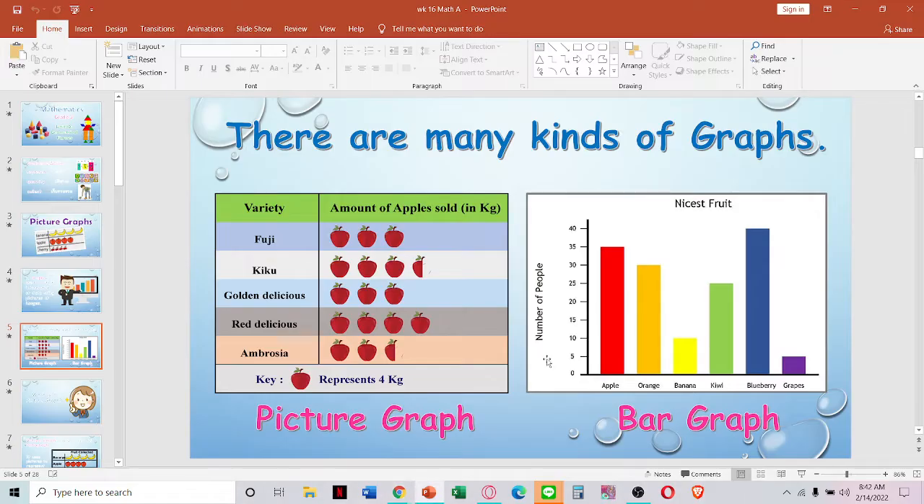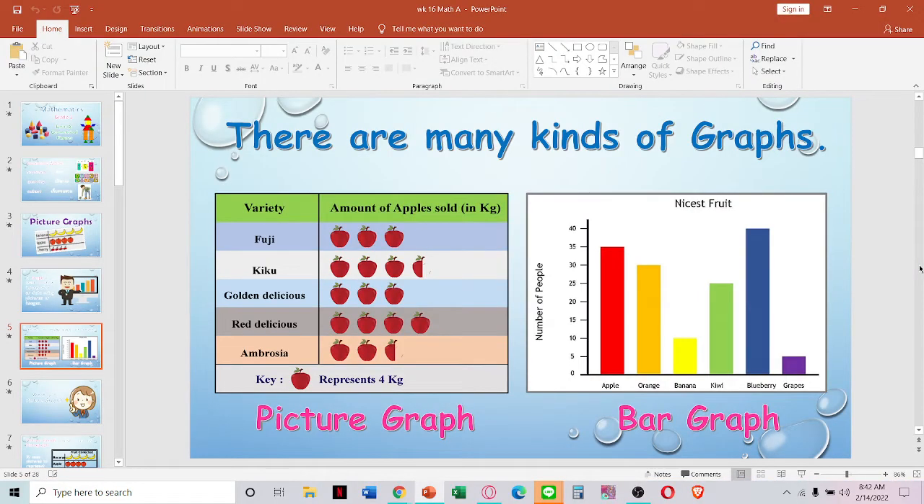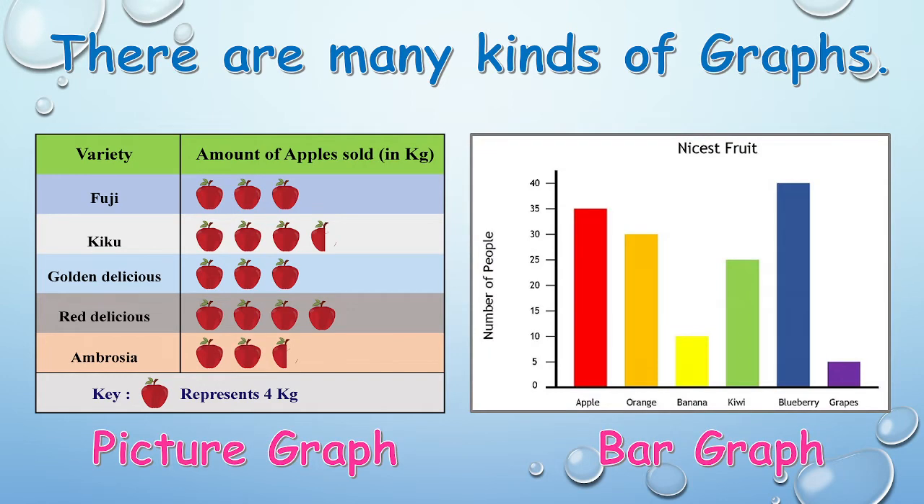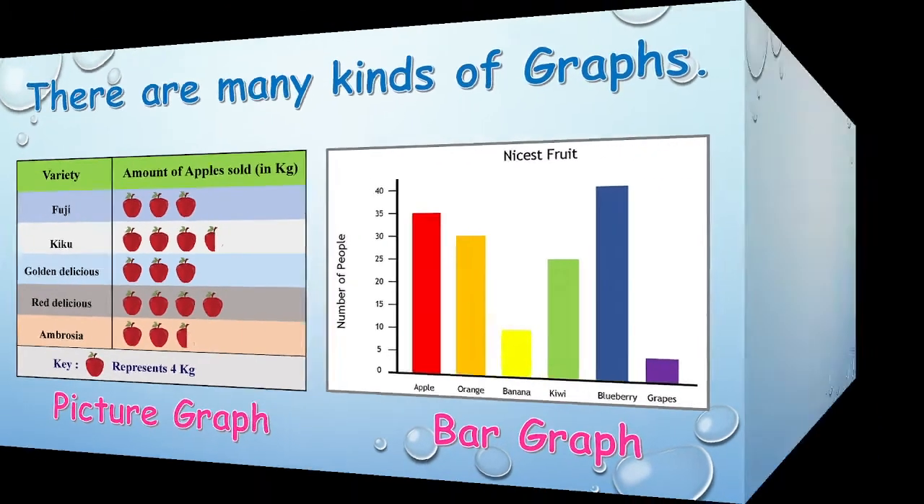Okay. Now, another one is the one that has a line. Do you know the one with a line like this? Like a mountain. It has dots and then a line like this. That one is also another kind of graph. But in your book for grade 3, we will just be having picture graph and bar graph. For this week, we will have picture graph.